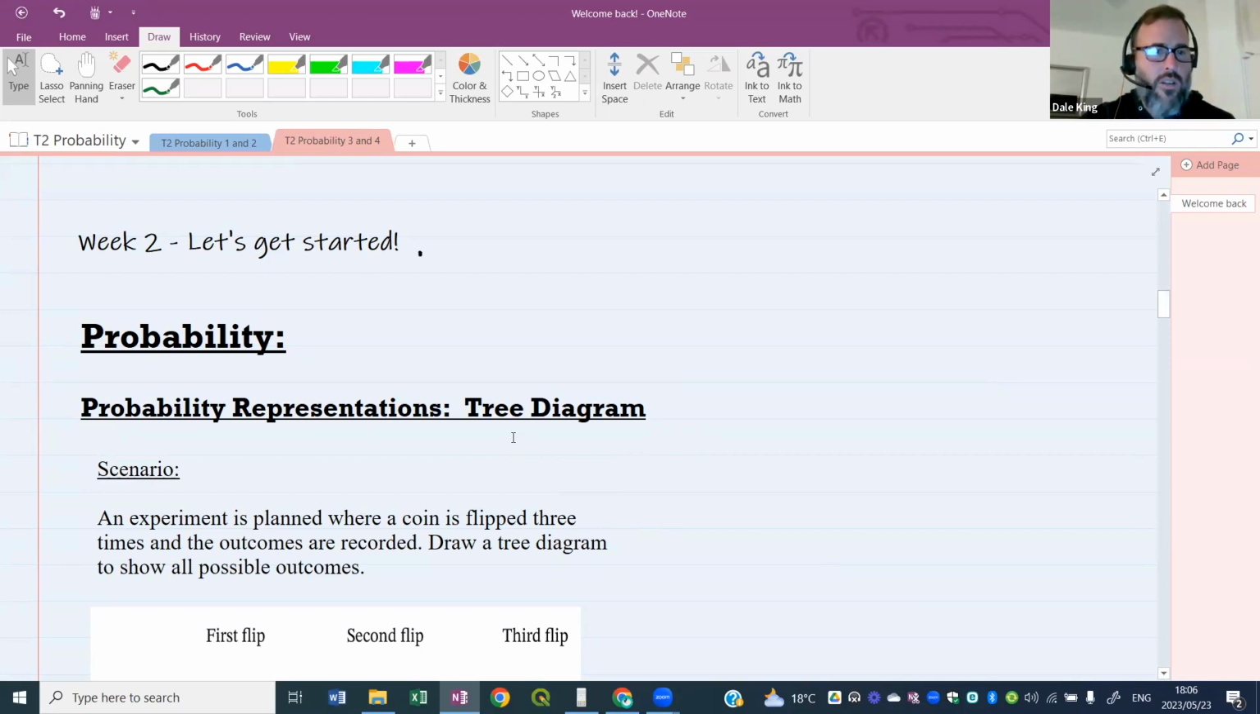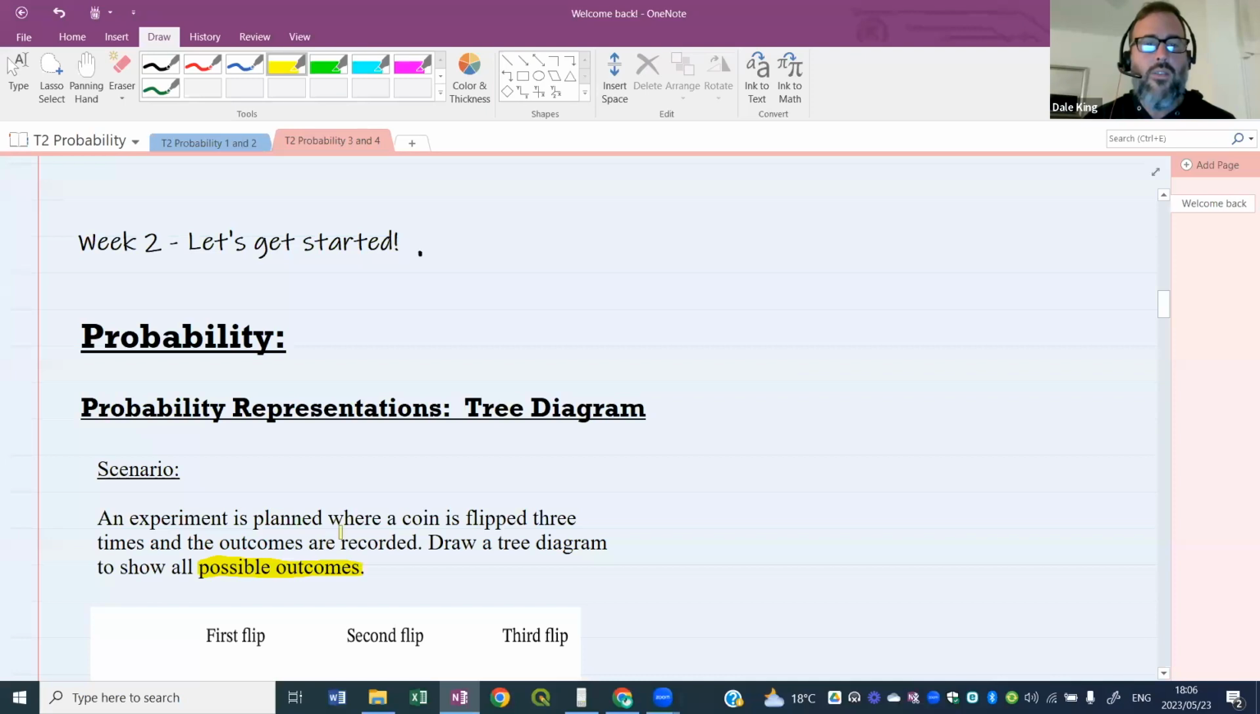So the scenario says, an experiment is planned where a coin is flipped 3 times, and the outcomes, heads or tails, are recorded. Draw a tree diagram to show all possible outcomes. Now, why do we do this? Why do we give this as a question in the exam, or why do we need to teach this? Because for probability, it's very important to know what all the possible outcomes are. When you see the formula, you need all possible outcomes in the bottom of your fraction.